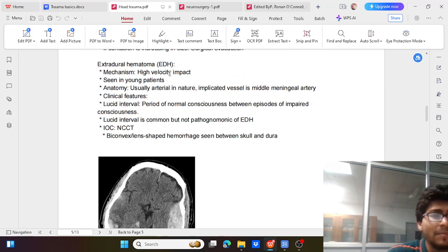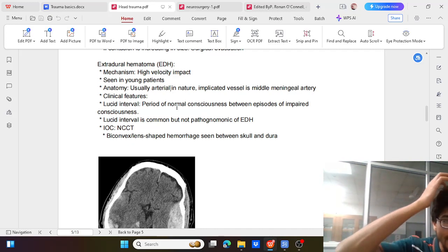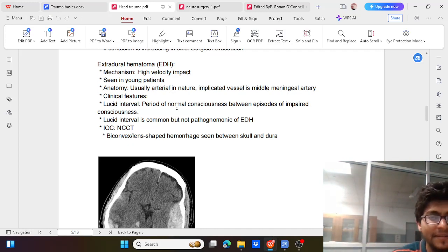It occurs with very high velocity impact, mostly due to road traffic accidents, and is commonly seen in young patients because they mostly drive fast. Anatomically, the most common region involved is the temporoparietal region, and the area is the pterion, the H-shaped area where the sutures meet. Just below the pterion is the middle meningeal artery. This vessel is injured and causes bleeding.